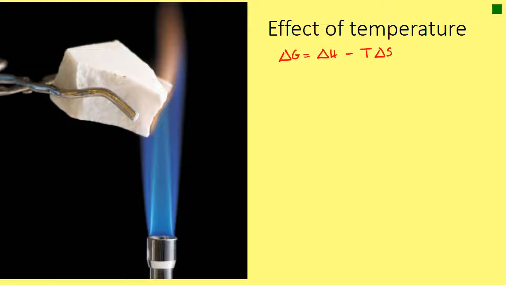And firstly I want to just repeat something I said on the previous slide. If we've got an exothermic reaction, delta H is going to be negative, and we've got an increase in entropy, then that's feasible at any temperature, because both terms of that equation are negative, and so delta G is going to be negative at any temperature.